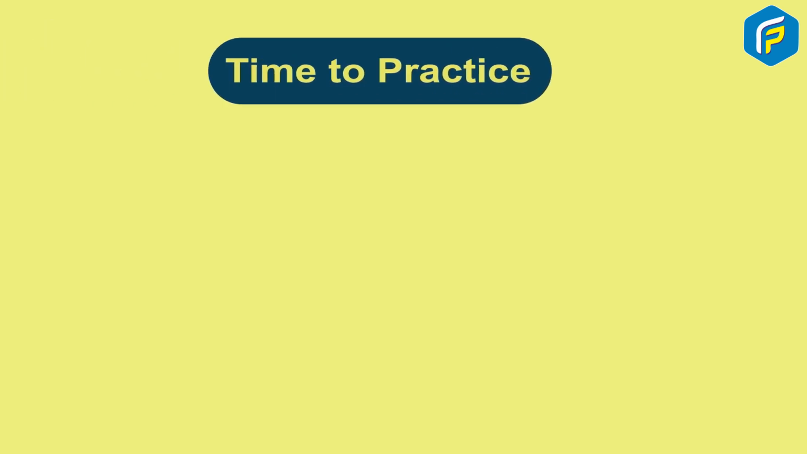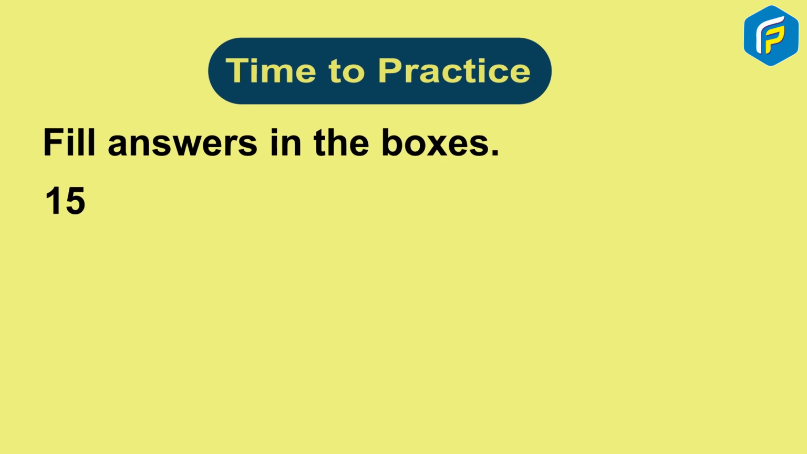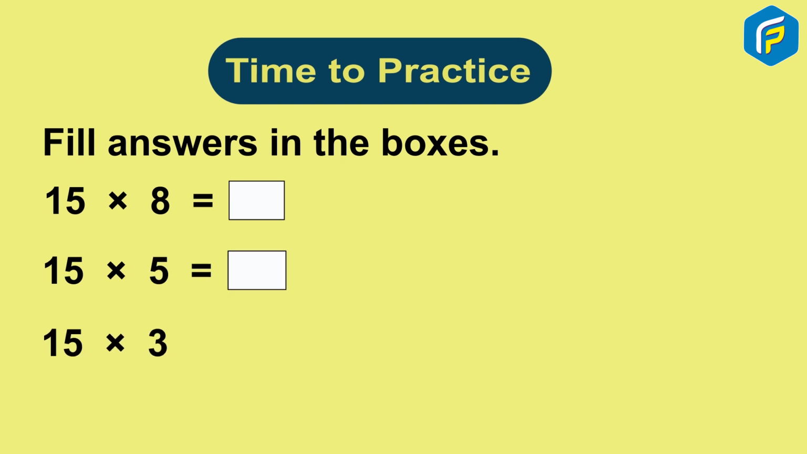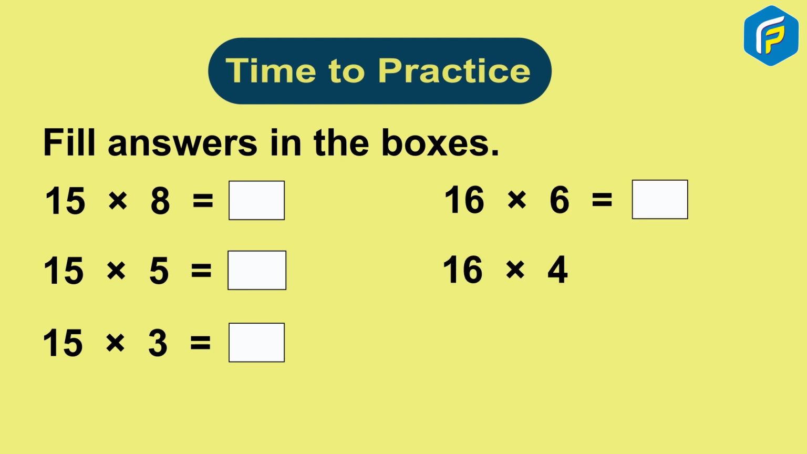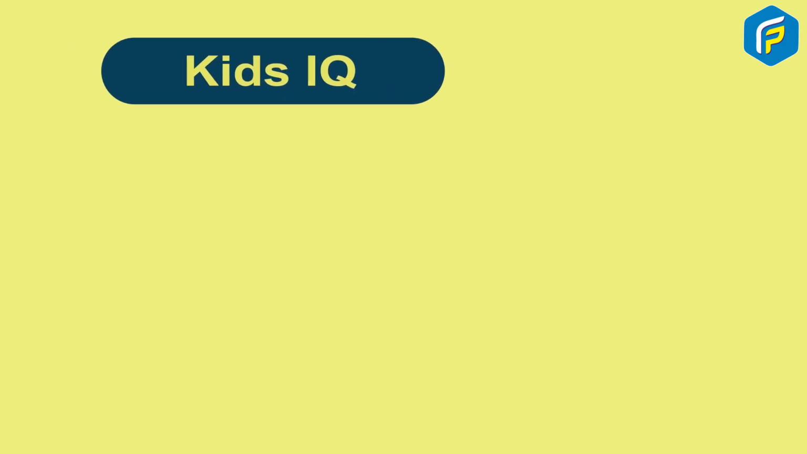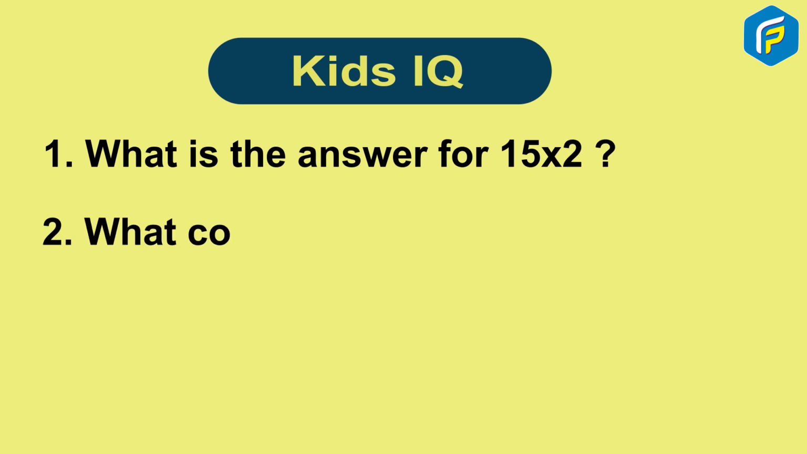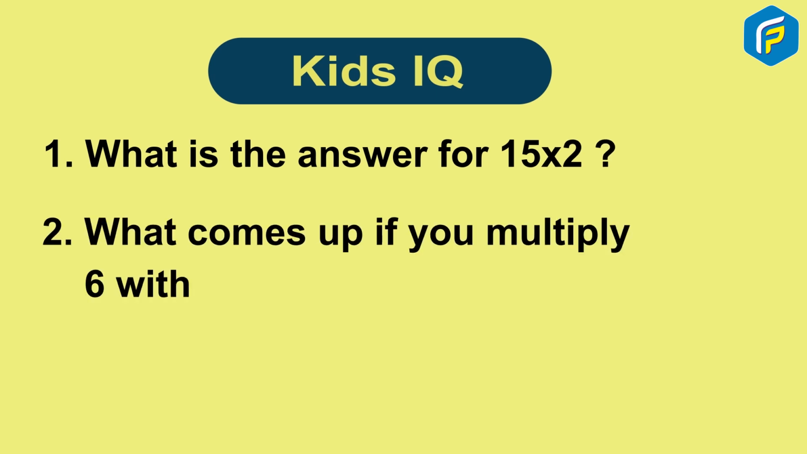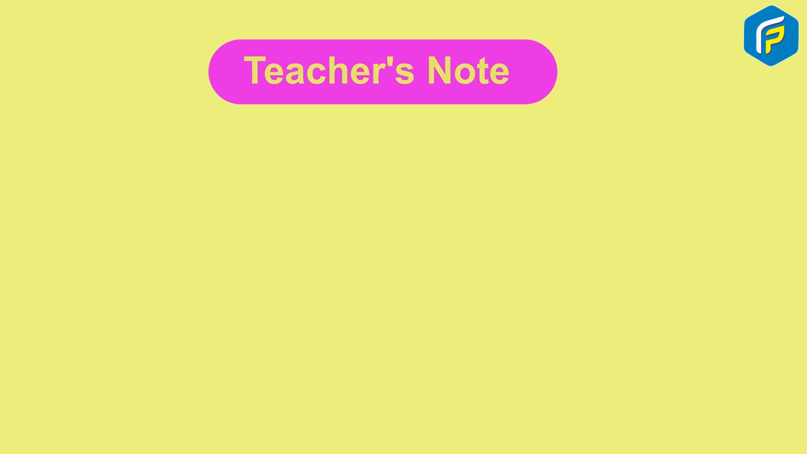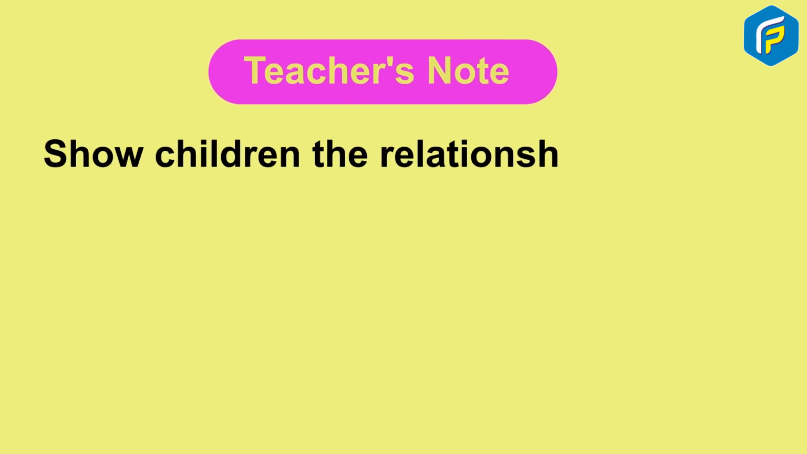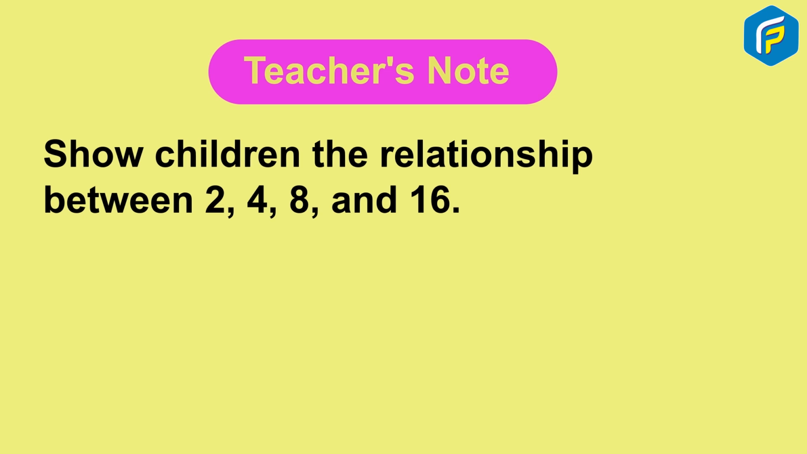Time to practice. Fill answers in the boxes. 15 into 8 is equals to, 15 into 5 is equals to, 15 into 3 is equals to, 16 into 6 is equals to, 16 into 4 is equals to, 16 into 9 is equals to. Kids IQ. What is the answer for 15 into 2? What comes up if you multiply 6 with 7? Teacher's note: show children the relationship between 2, 4, 8 and 16.